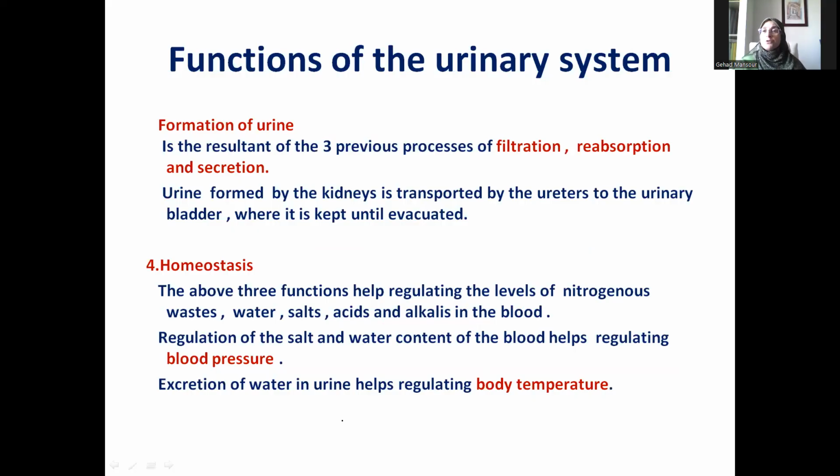So the formation of urine is the result of three processes, and these three processes are filtration, reabsorption, and secretion. Which of these three processes adds substances to urine? Filtration adds substances to urine, and secretion, whereas reabsorption removes substances from the filtrate and returns them to the blood.